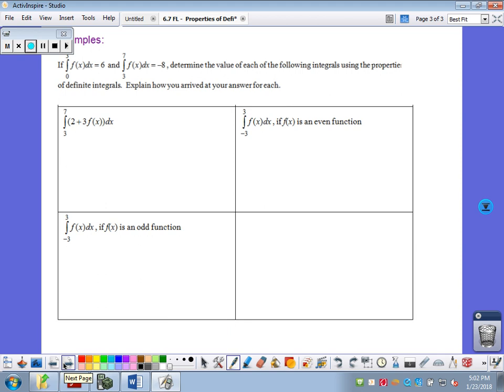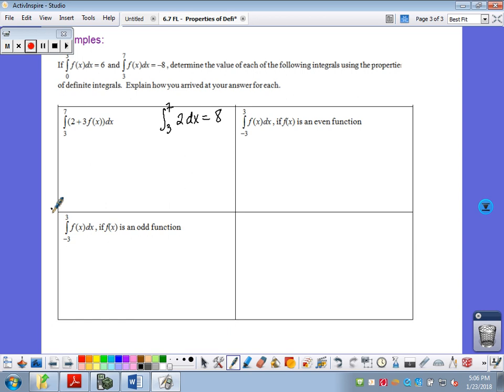For the next example, we have several things that are happening. For this next problem, I'm going to give you some additional information, and that is that the integral from 3 to 7 of 2 with respect to x is equal to 8. So we'll eventually find out how I arrived at this answer. But we're going to use this to help us find the value of this integral.